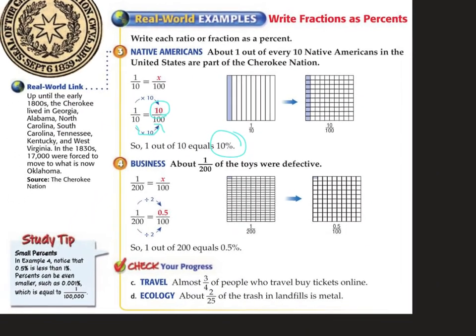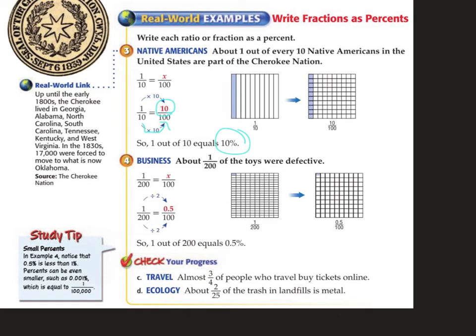Okay, looking at the business example, about 1 over 200 of the toys were defective. The first thing I notice is that 200 is bigger than 100, so the equivalent fraction is going to be smaller. So 1 over 200 equals x over 100. 200 divided by 2 gives us 100. So 1 divided by 2 gives us x equals 0 and 5/10. So 1 out of 200 equals 0 and 5/10%.